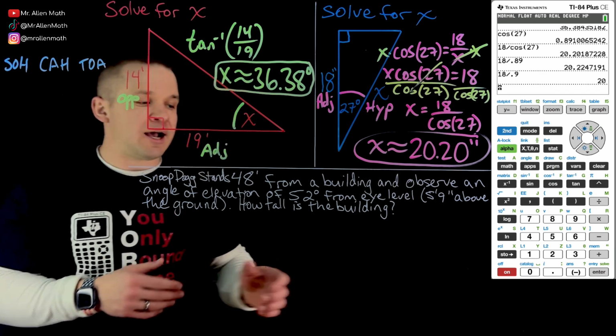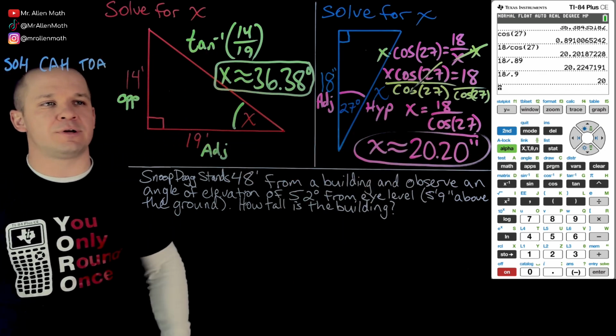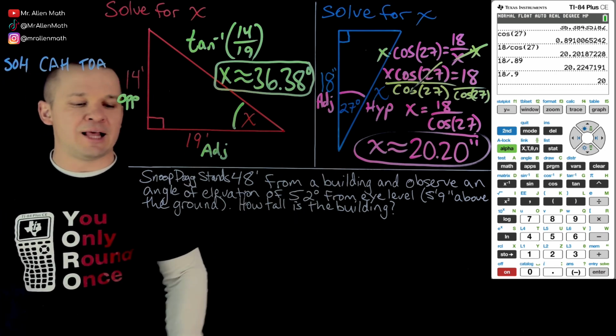So use the calculator, right? It's helpful. I can type it in exactly like that. 18 divided by cosine of 27. Easy peasy. All right, last one here.